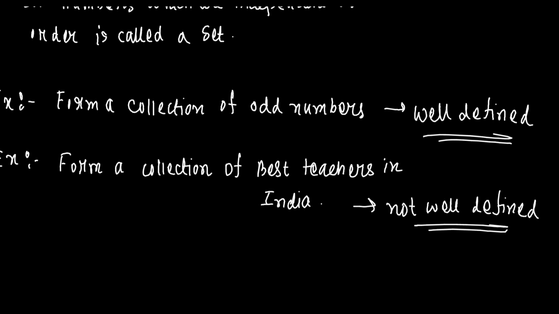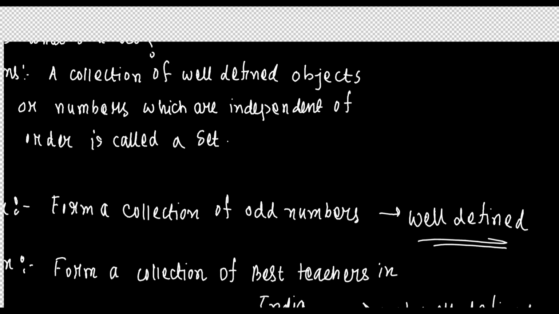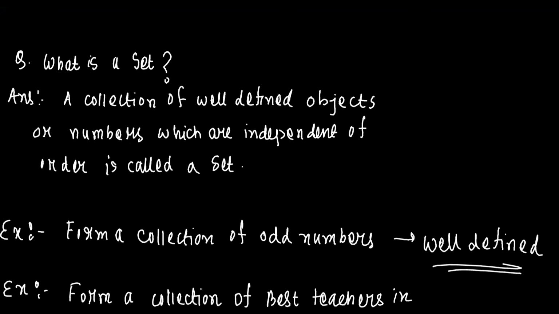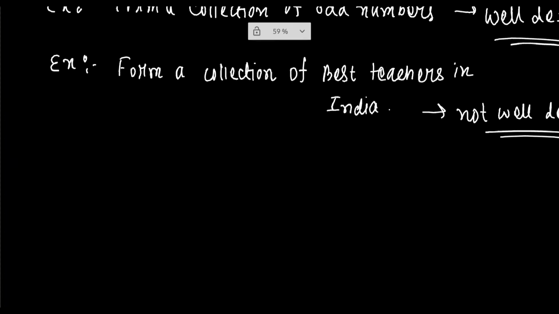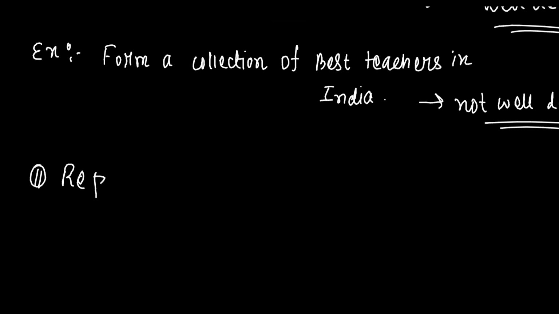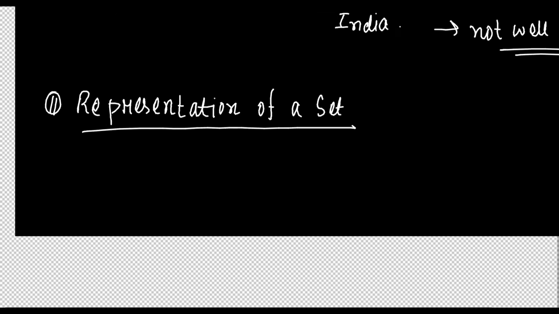Okay, so I think you have got what is well defined and what is not well defined. So what we have done is, a collection of well-defined objects or numbers which are independent of order, that is, not depending upon the order, is called a set. Now we come to the representation of a set.